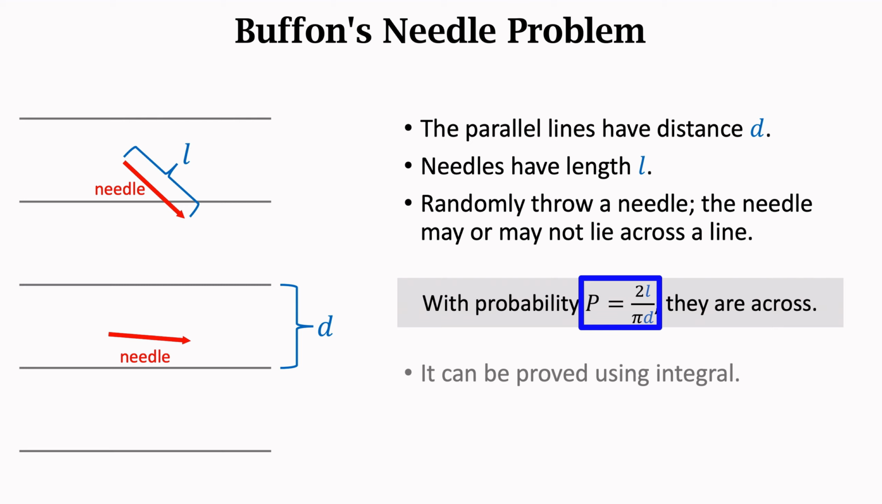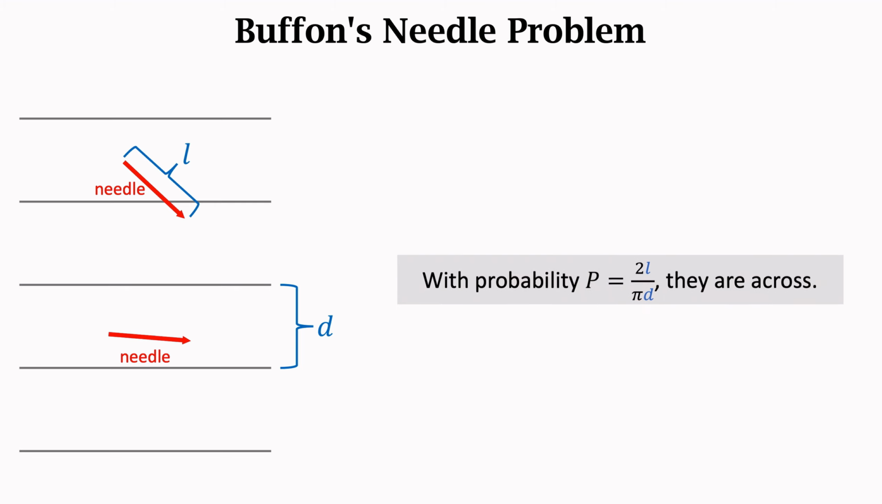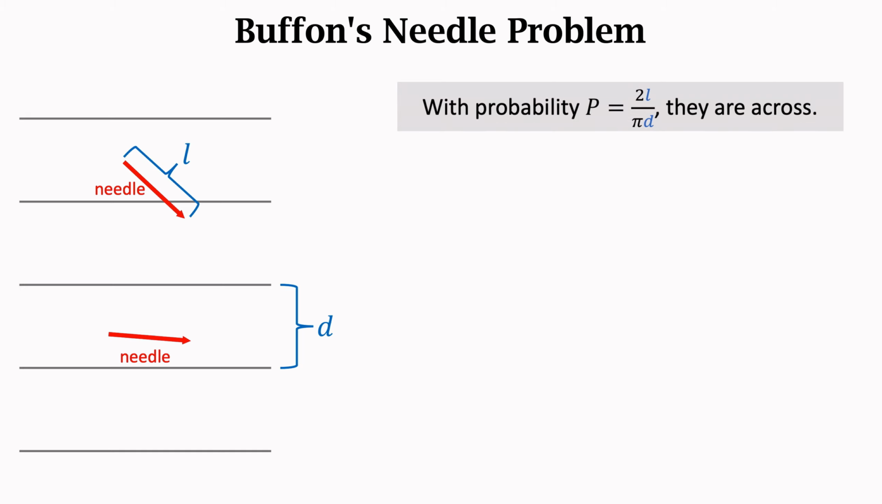The equation is very intuitive. Using longer needles, the probability goes up, which means a needle is more likely to lie across a line. If the distance between the lines increases, then it's less likely for a needle to lie across a line, so the probability will go down. We know the probability is P equal to 2L over pi d. Now, let's use this equation for calculating pi.